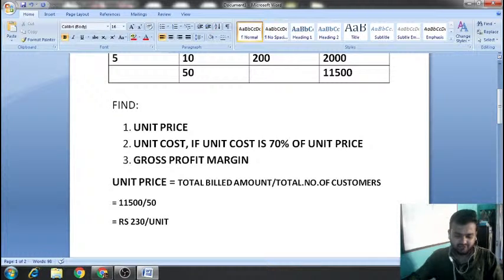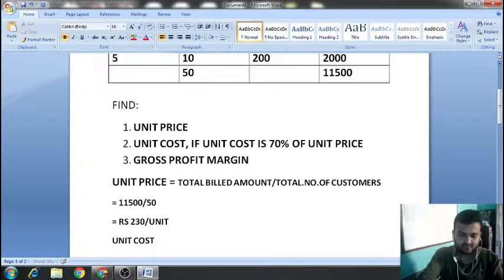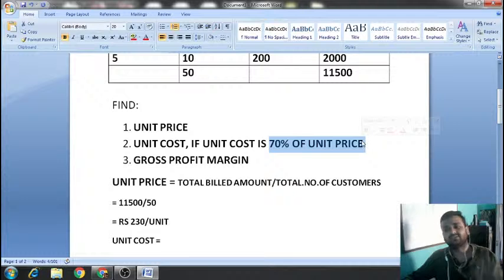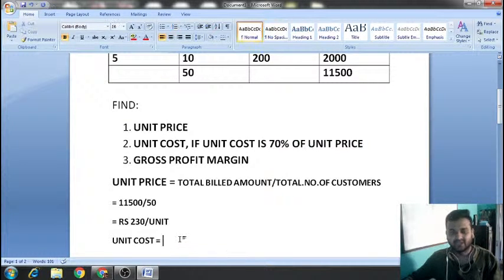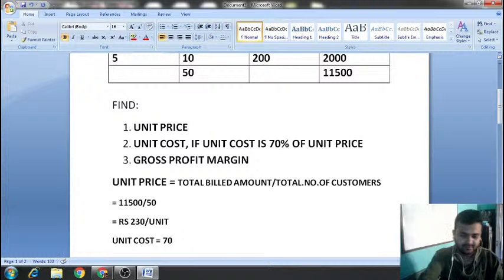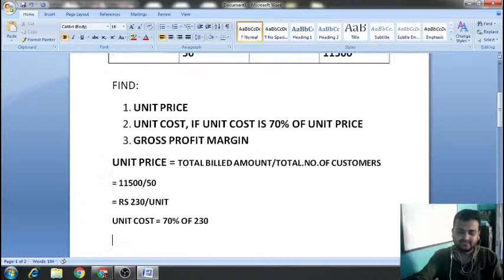And if you need to find out unit cost, see here it's saying unit cost is 70% of unit price. Obviously your cost will always be lesser than your unit price. Your cost price will always be lesser than your selling price. So here it will be 70% of 230, that is equal to 70 divided by 100 into 230.